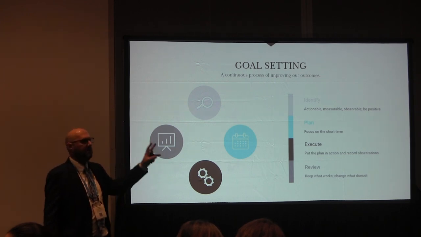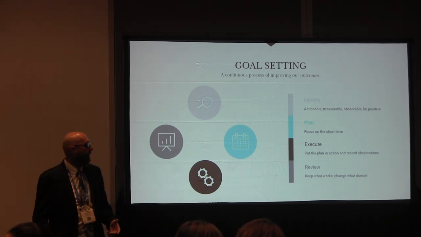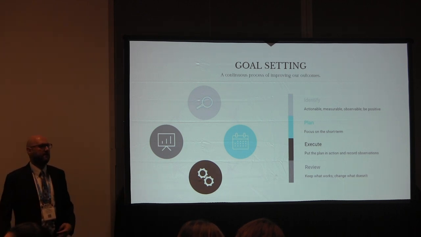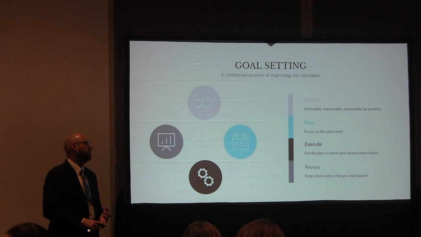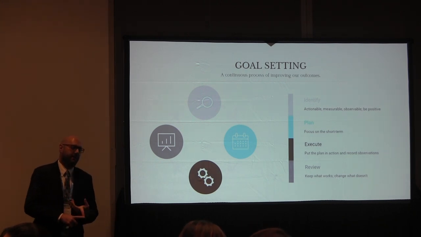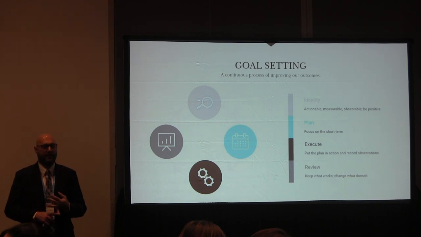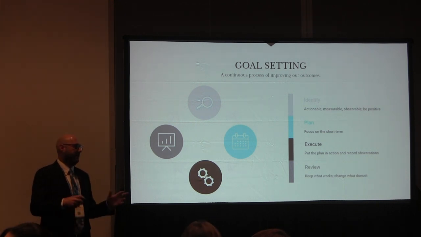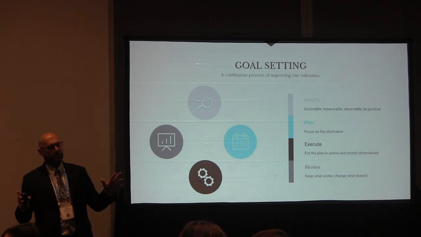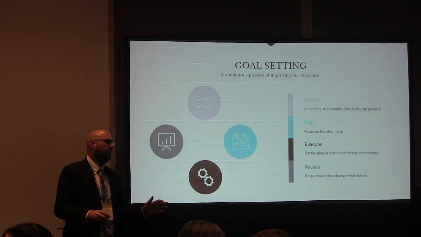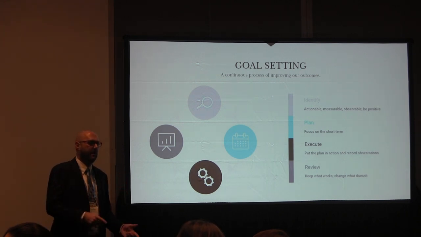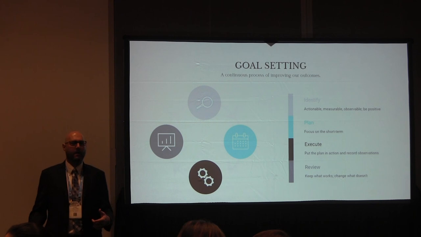Here's just 4 steps for goal setting. Identify, plan, execute, and review. All right, so when we identify, we're looking for actionable, measurable, observable goals, and we want those goals to be positive in nature rather than negative in nature. And by positive, I don't mean that they have to be happy and exciting and save the world from certain annihilation. No. We want to identify behaviors that we can do instead of things that we want to stop doing.